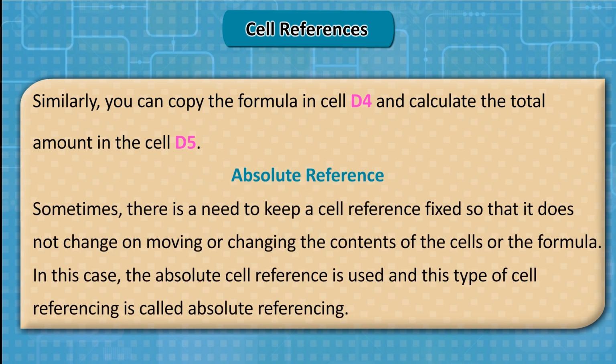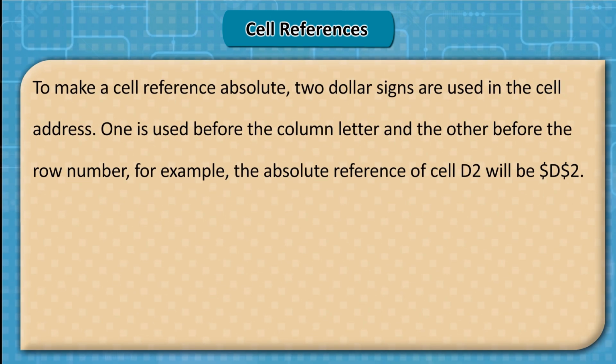Absolute reference. Sometimes, there is a need to keep a cell reference fixed so that it does not change on moving or changing the contents of the cells or the formula. In this case, the absolute cell reference is used, and this type of cell referencing is called absolute referencing. To make a cell reference absolute, two dollar signs are used in the cell address. One is used before the column letter and the other before the row number. For example, the absolute reference of cell D2 will be $D$2.